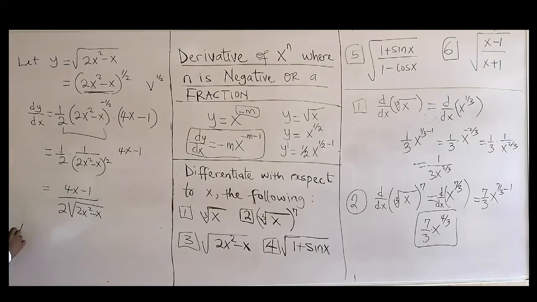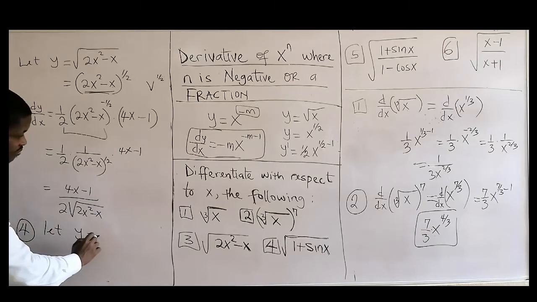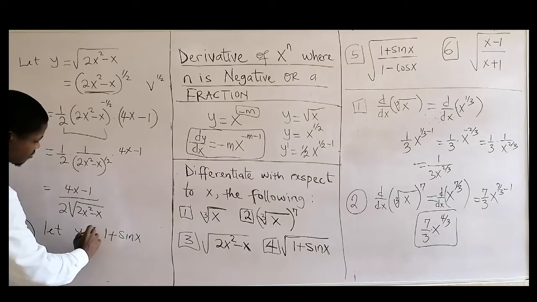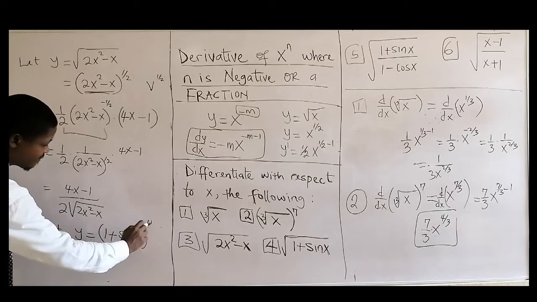Let's go to question 4. Let's call the question y. Let y be equal to the square root of 1 plus sine x. Can you remove the square root? That will not be wasting time. So that's to the power half.